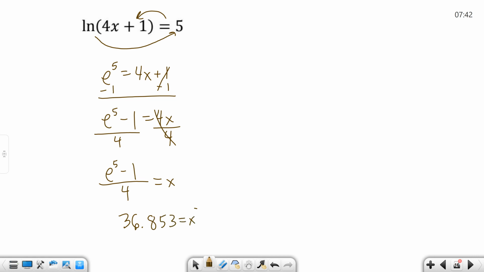36.853. So the answer didn't involve logs there, but it had e to a power. If we have something like 2 to the 5th, we could do that, right? But e to the 5th, well, we don't really know. So that's why it's a good idea to punch it in correctly and get a good decimal approximation so we kind of know, hey, this is 36.853, whatever units it happens to be.